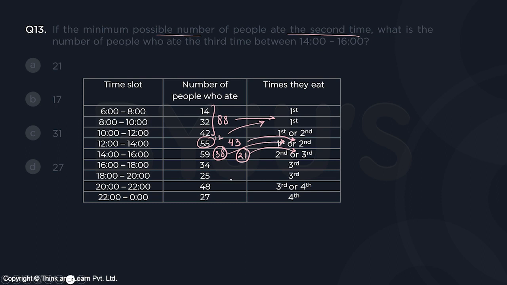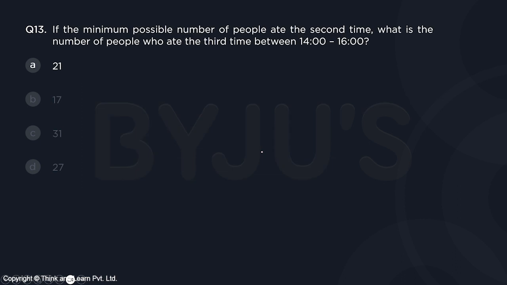This all was discussed in the first question of this set, if you guys remember. It was 43 plus A should be greater than or equal to 118 minus A, something like this we got, from which we got A as 38. So 21 people in this time slot would be eating for the third time. That's what the question is asking us. So answer is option A for this.